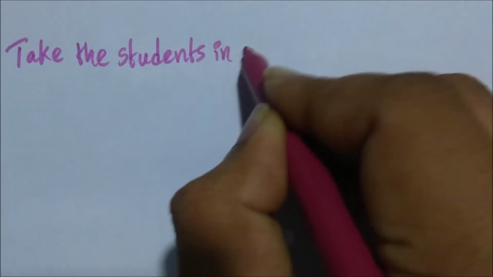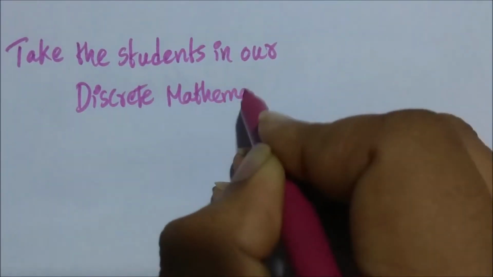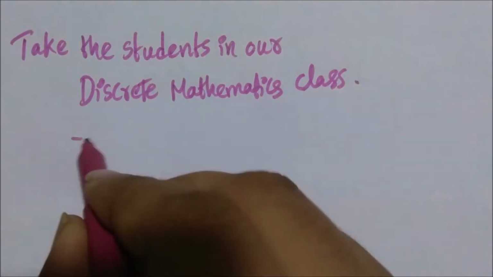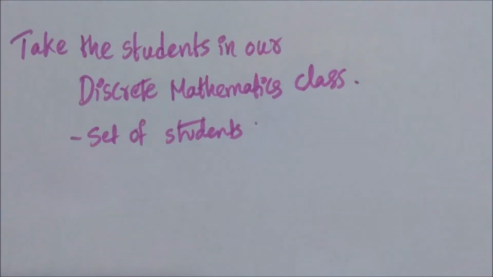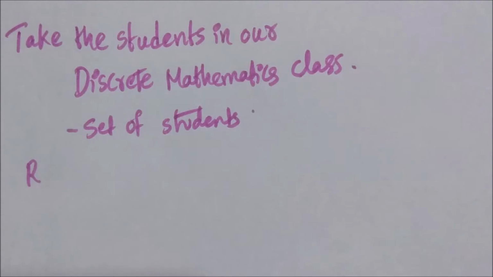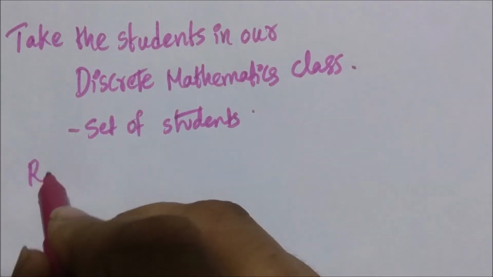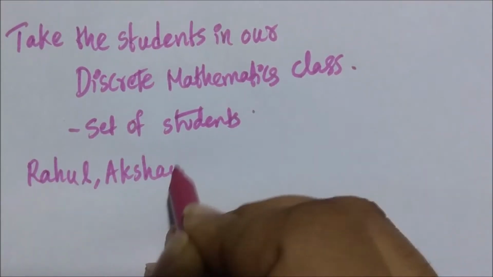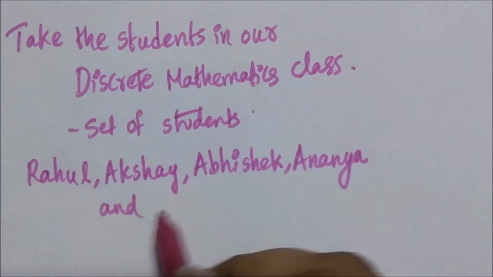So, what is a function? Let's understand it through an example. Take the students in our discrete mathematics class. Alright, the set of students. Let's say there are only 5 students who are actively participating in our class. They are Rahul, Akshay, Abhishek, Ananya, and Rohit.